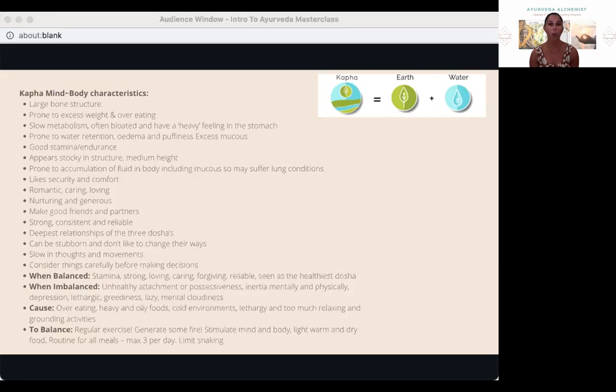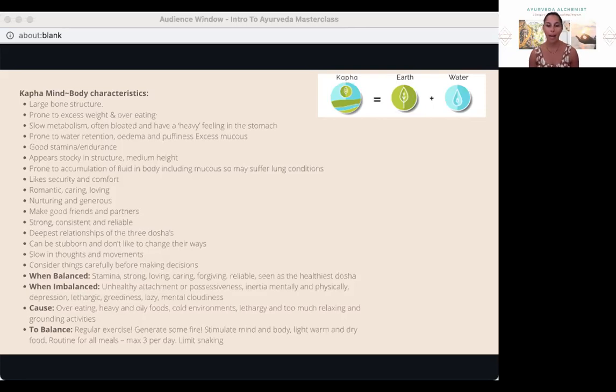Kapha people can also become quite needy. They need that affection. And they can also become very jealous when they're not balanced. So that's when they're balanced: good stamina, strong, loving, caring, forgiving, reliable, and they're seen, from an Ayurvedic perspective, as the healthiest dosha because they've got that stability, that endurance. When they're not balanced, they can have an unhealthy attachment or can become possessive of things or people. They can have that more tamasic mindset and be really inert, and physically are just a bit slower and sluggish, and they can have depression and lethargy. They can become quite lazy and get that mental cloudiness as well.